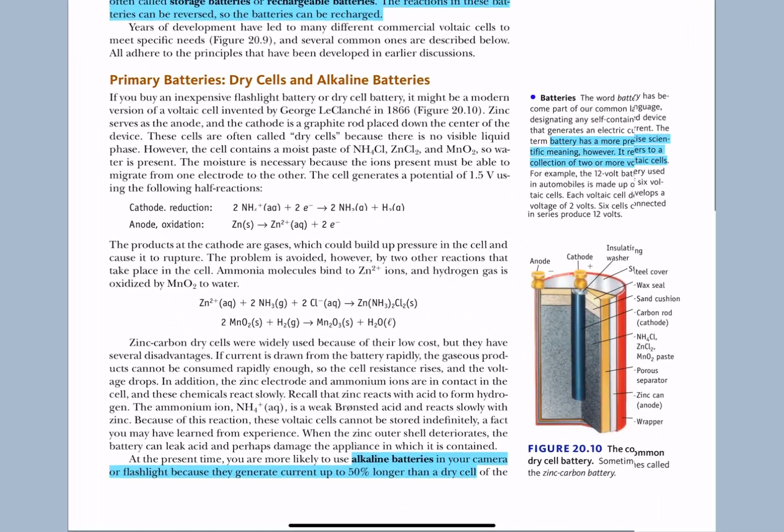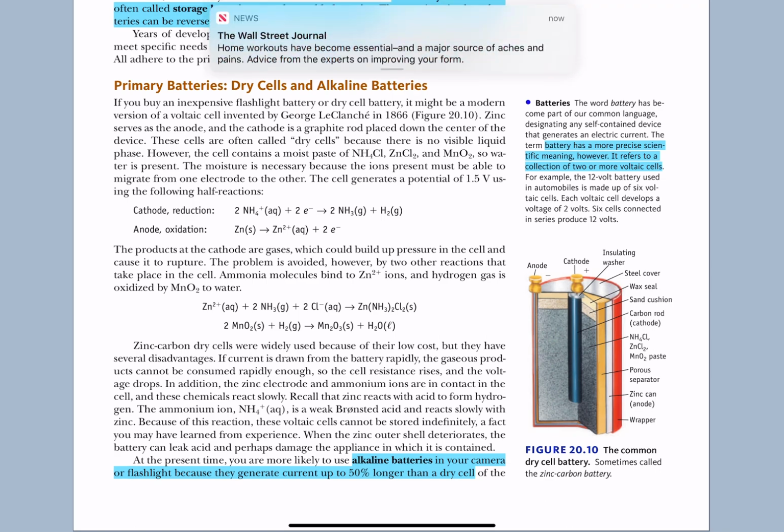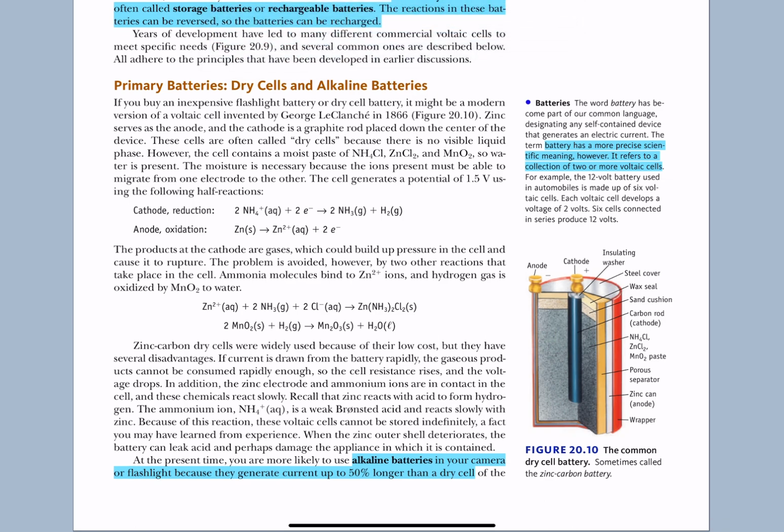Primary batteries are sometimes called dry cells because there's no solution, but there is a moist paste. Alkaline batteries, which are a little more expensive and last longer, are going to be basic. There's going to be something that is a hydroxide that's part of the material of the battery. And they last about 50% longer than the dry cells can.